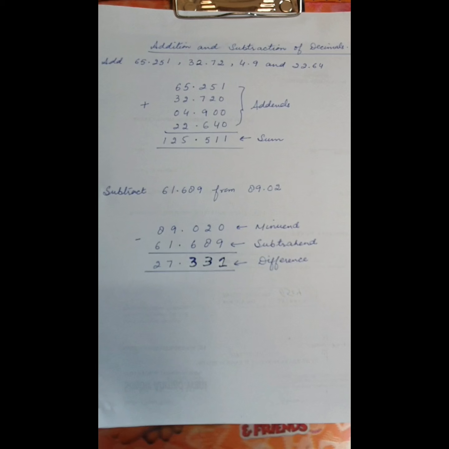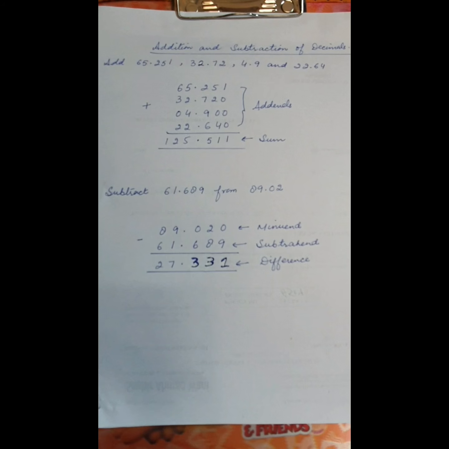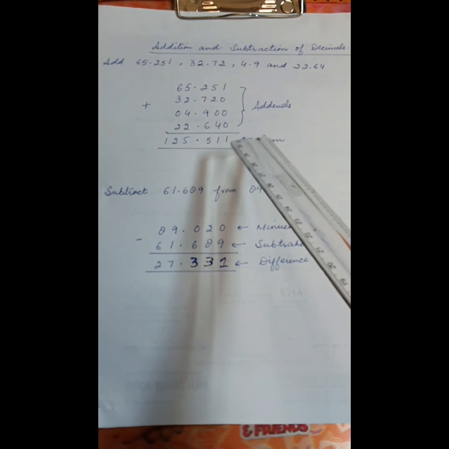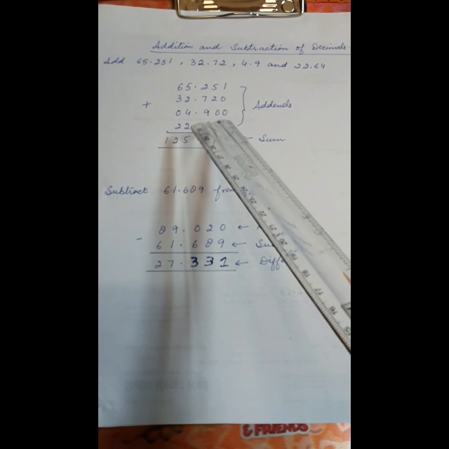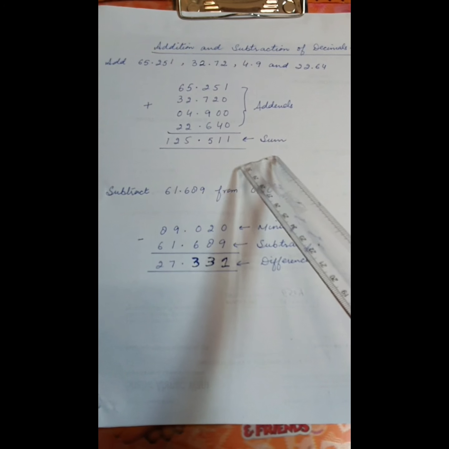For example, we have to add 65.251, 32.72, 4.9 and 22.64. Arrange the decimals in columns so that the decimal points are in a vertical line. The missing places in the decimal are filled with the zeros. So, all the numbers placed are known as addends and the answer is known as sum.